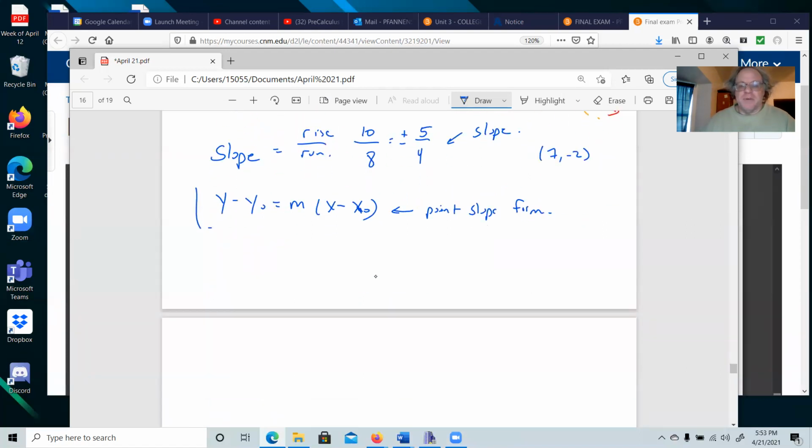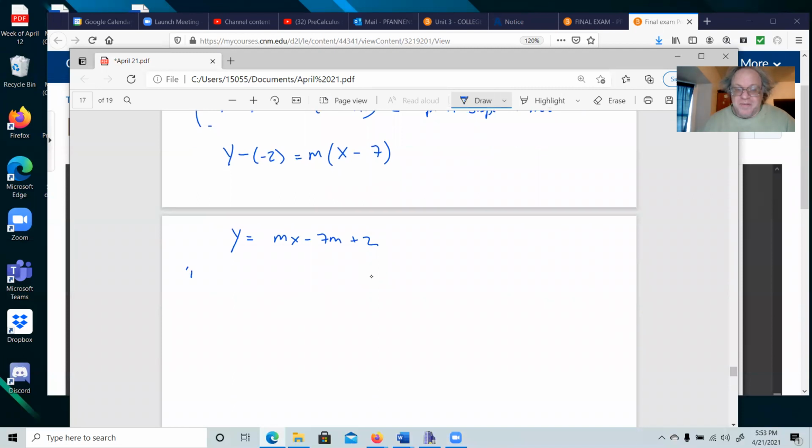Okay, so here we go. We have y minus -2. Do you mind if I hold the m as m for just now? And this is x minus 7. So this is going to be y is equal to mx minus 7m plus 2. All right, so here we go. Case 1, m equals 5/4. y is equal to 5/4 x minus 7 times 5/4 plus, can I say 8/4? Is that 2?